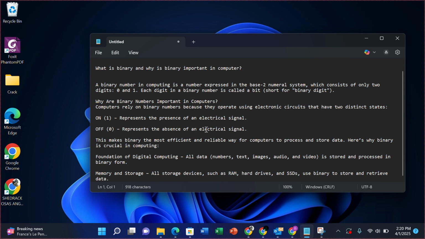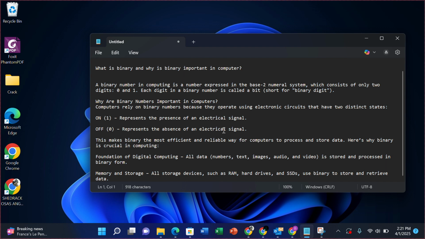So basically, binary in computers is expressed in the base 2 number system. They are represented in zeros and ones. They are basically the language the computer understands, and they're very important because they are an efficient and reliable way for computers to process and store all our data.